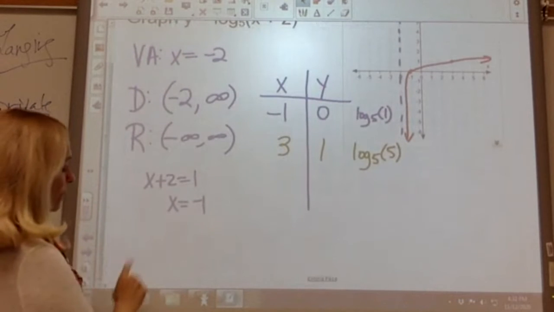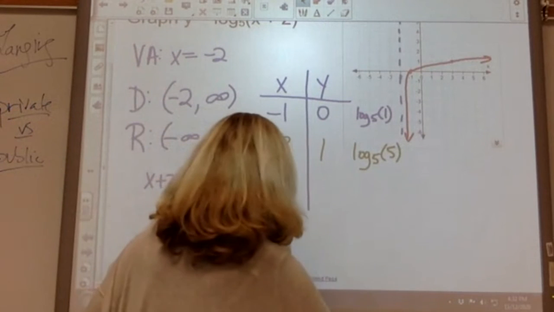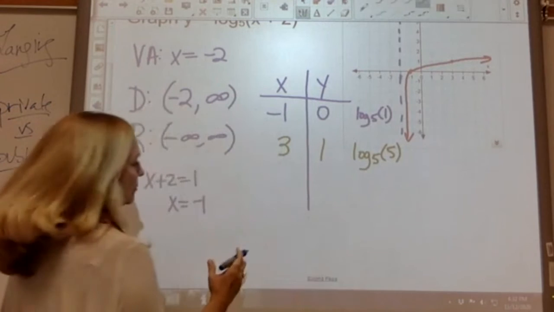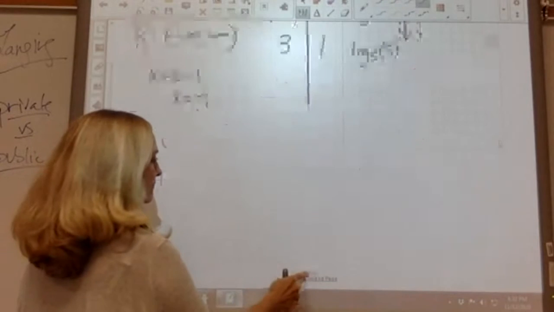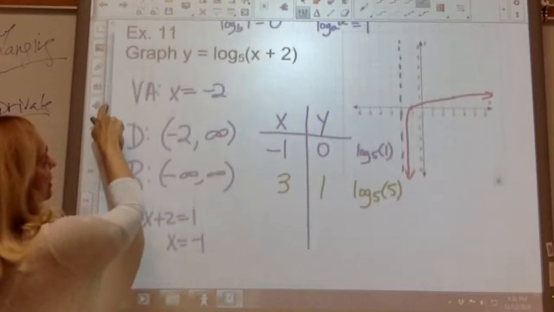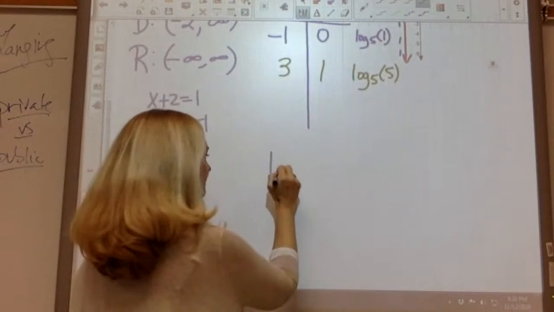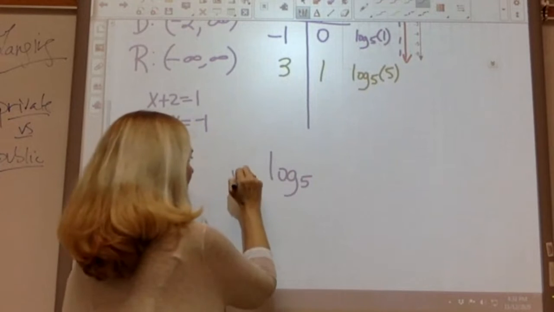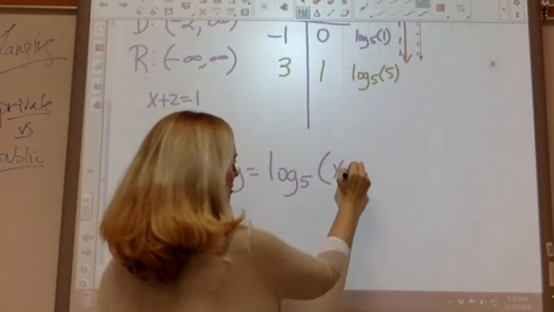Okay, and so I'm just going to go ahead and tell you the secret so we can type this in, or so I can type it in on mine. If I want to graph, like this equation, log base 5 of x plus 2.